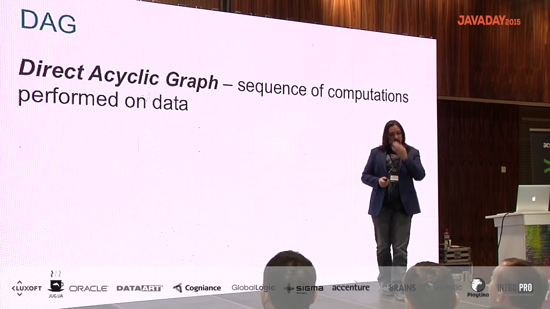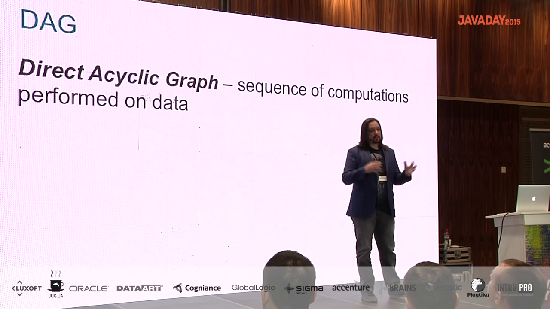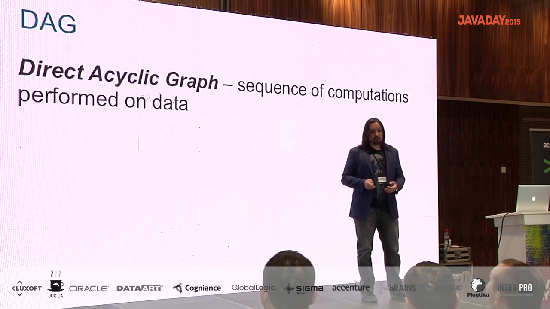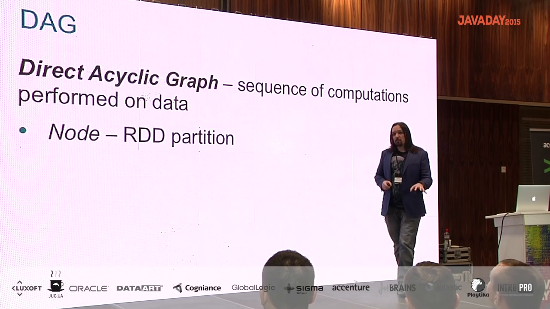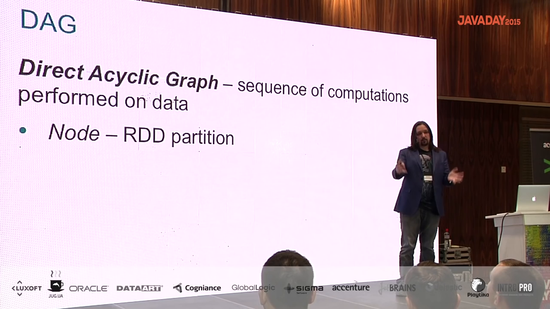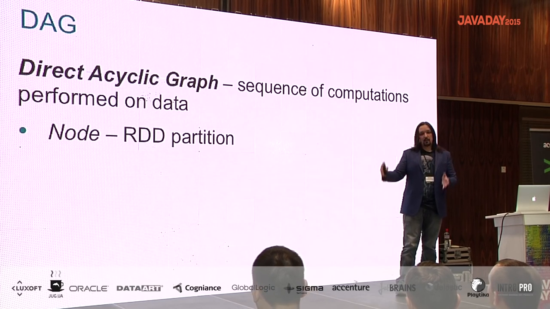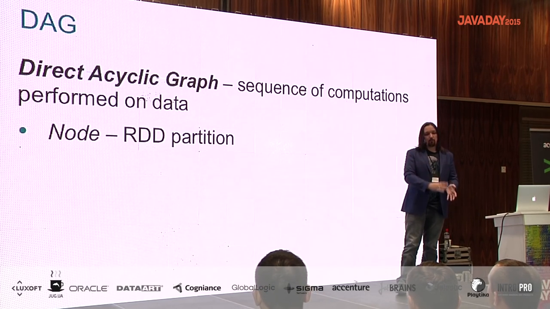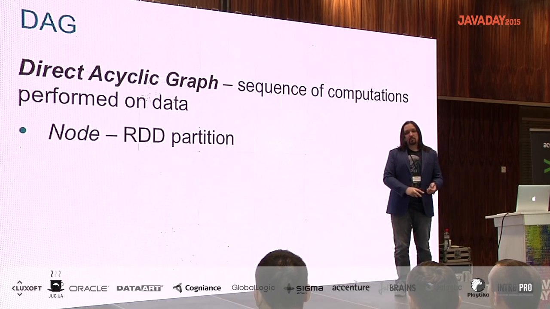And the last concept is the directed acyclic graph. Directed acyclic graph is basically the graph of execution. A node of the graph is an RDD partition. So each RDD, you can think of this as your data set. Each data set is split into a number of parts. Each part is called a partition.